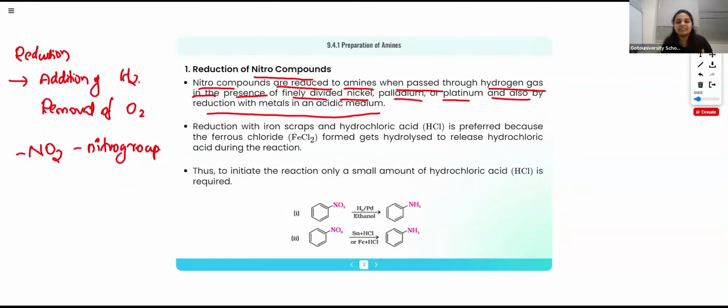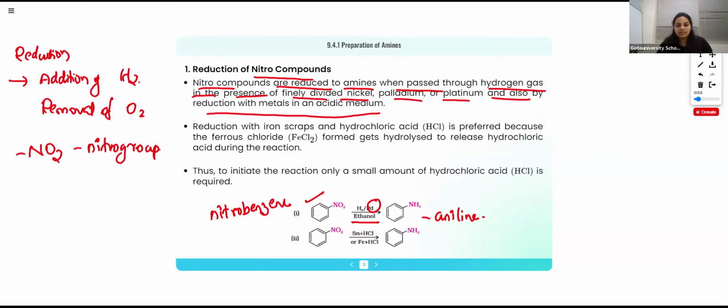Okay, I will explain with an example. See, this is a nitro compound. This is called nitrobenzene. Nitrobenzene on reaction with, I told you, reduction, right? Suppose you can use platinum, palladium, or nickel. Here I am using palladium, in alcoholic medium, which is important. We have to use an ethanolic medium. Then what is the product you are getting? Aniline.